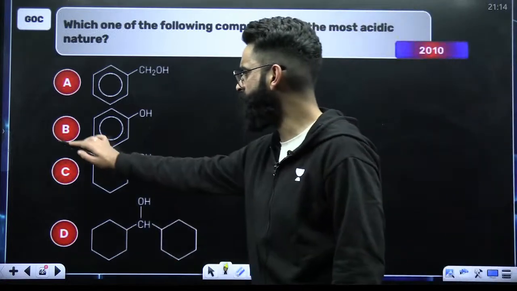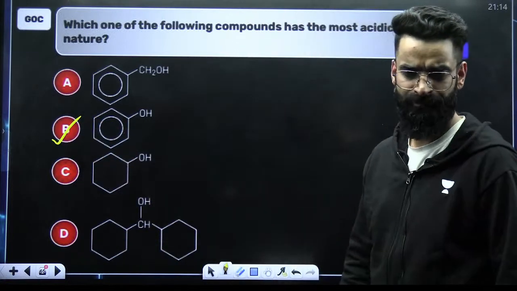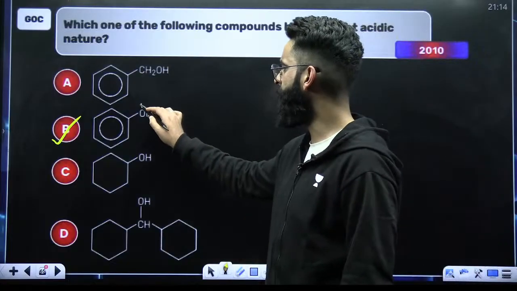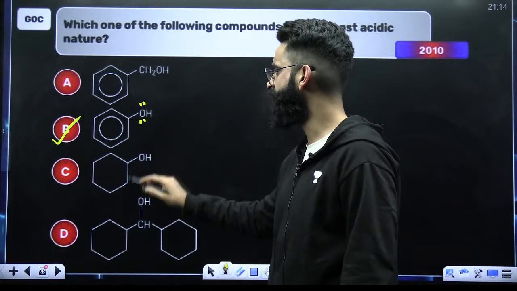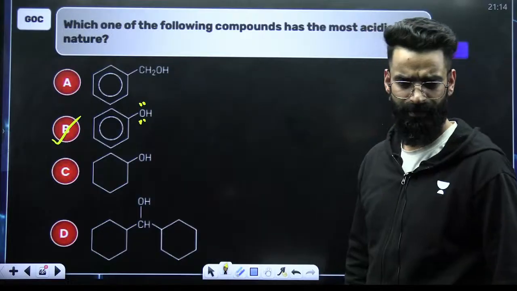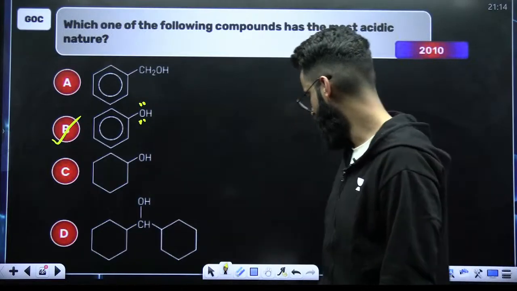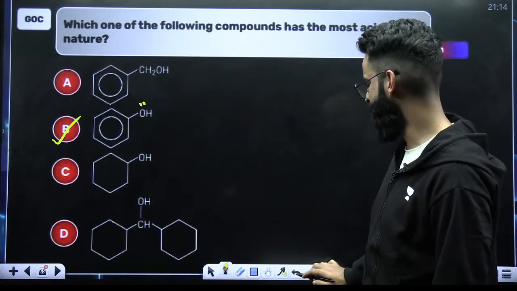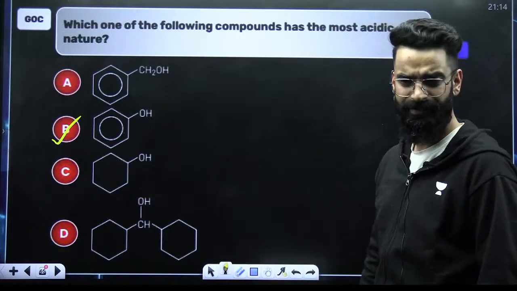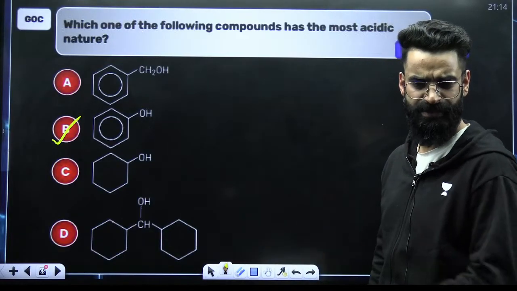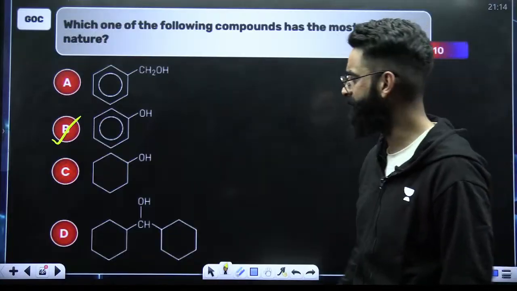Absolutely, it's going to be option 2. Majority of the students are right. Why is that? Because the lone pairs of this particular oxygen are in conjugation. When hydrogen leaves as H positive, the conjugate base which you get is resonance stabilized, which is not the case in all the other molecules.